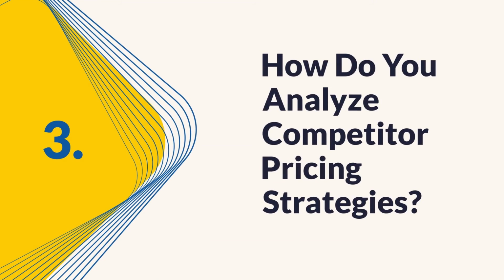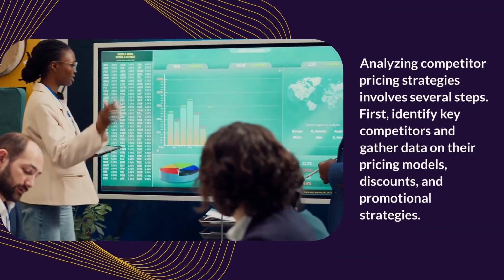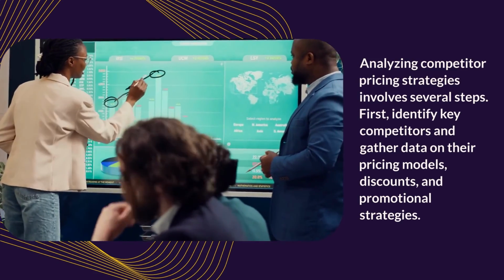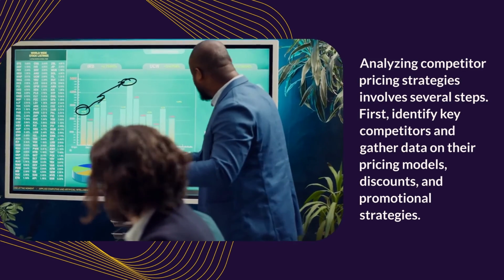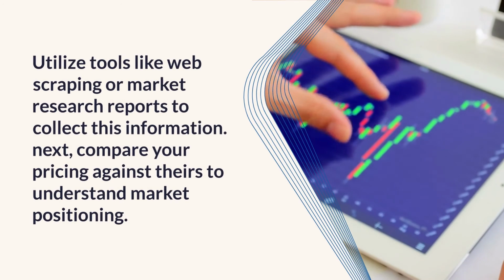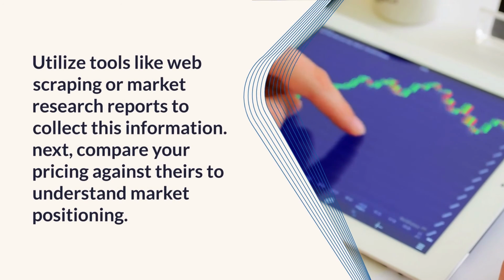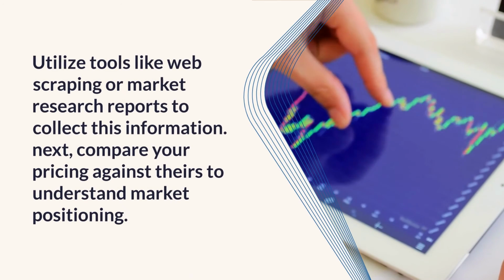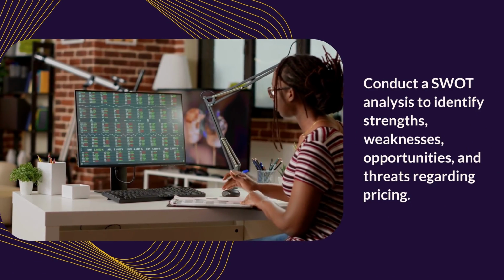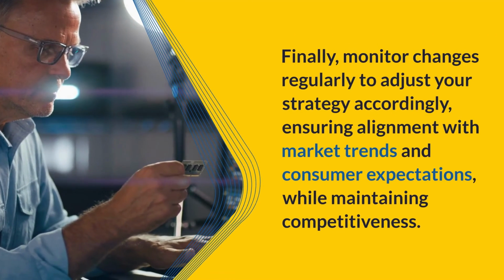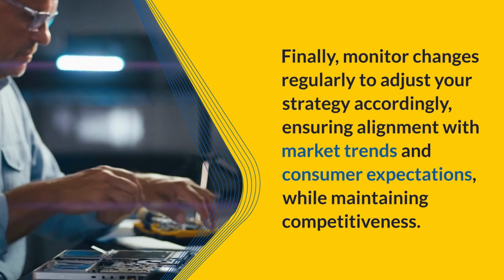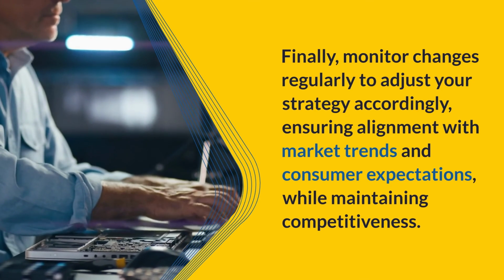3. How do you analyze competitor pricing strategies? Analyzing competitor pricing strategies involves several steps. First, identify key competitors and gather data on their pricing models, discounts, and promotional strategies. Utilize tools like web scraping or market research reports to collect this information. Next, compare your pricing against theirs to understand market positioning. Conduct a SWOT analysis to identify strengths, weaknesses, opportunities, and threats regarding pricing. Finally, monitor changes regularly to adjust your strategy accordingly, ensuring alignment with market trends and consumer expectations, while maintaining competitiveness.